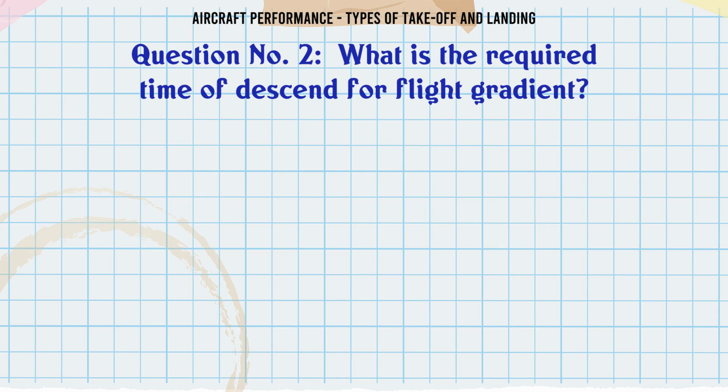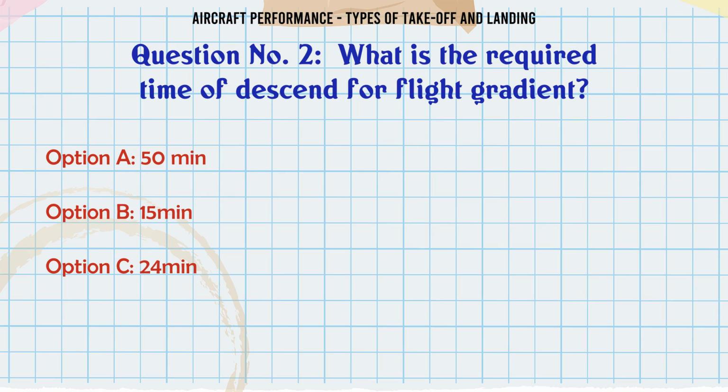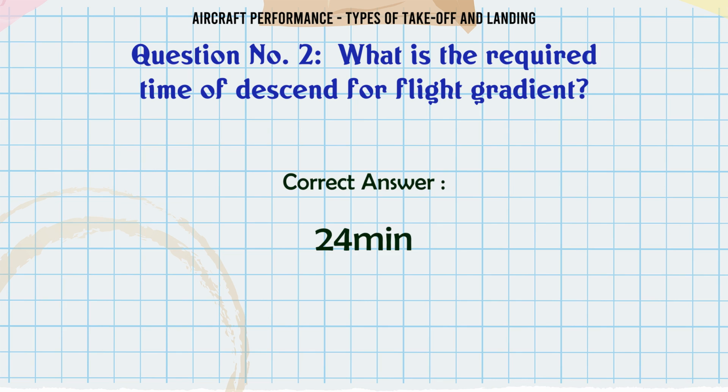What is the required time of descent for flight gradient? A: 50 min. B: 15 min. C: 24 min. D: 70 min. The correct answer is 24 min.